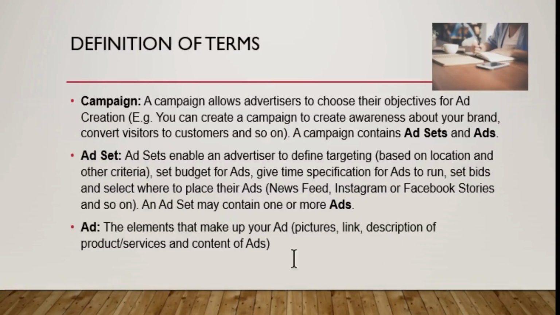So the elements that make up your ad include pictures and a link. All right, so I want you to take this link as the destination. That is simply the destination of your ad. For example, if you have an ad and you want to direct people to your website, that is possible. Attach a link to your website to the advertisement. So when they click on it, Facebook is going to take them to your defined destination, the link.